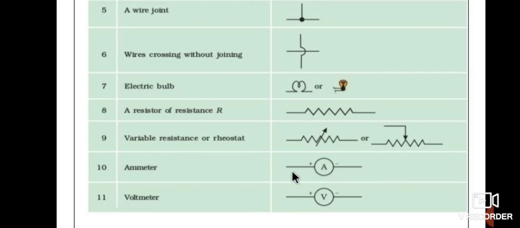Next, this is the symbol of the ammeter. Ammeter, this is to measure the current in a circuit. So this is the symbol of the ammeter. Next, we will go to the voltmeter. Okay, voltmeter. This is the symbol of the voltmeter.